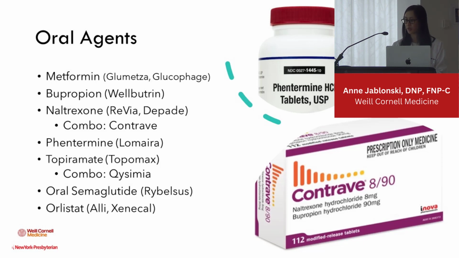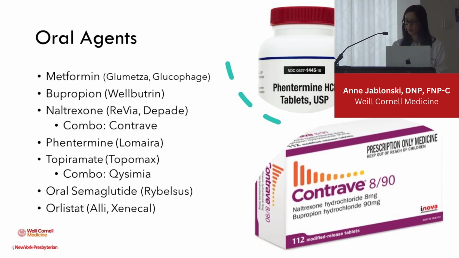Bupropion is another useful oral agent. It can be used for a multitude of psychiatric issues like depression, ADD, anxiety, smoking cessation, and it suppresses appetite. First approved in the 80s, it works by blocking the pleasure signals in the brain. So naltrexone is another medication that's used for smoking cessation, and it works very similarly to bupropion, in that it blocks pleasure signals in the brain. There is a combination of the two together, and it's called Contrave, and it's been around since the mid-2000s, like 2014.